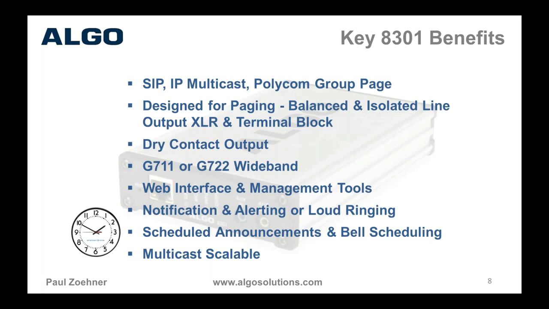This fourth item, 711 or 722 wideband, is really important because through the 8301, if you have phones that support HD voice or wideband or G722, you can get that audio quality right through to the amplifier, which very often does support wideband, but that wideband is blocked by the ATA, which typically is 711 only. The device is managed through a web interface and other management tools, so it can be remotely managed. Everything is through a web interface, so you don't have to be on site or you don't have to have access to the device to change configuration.